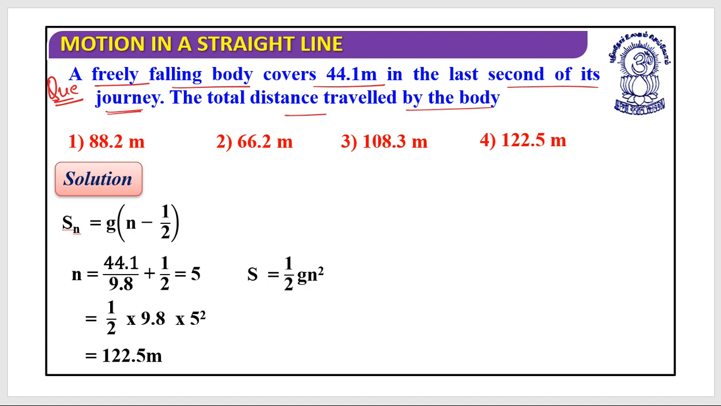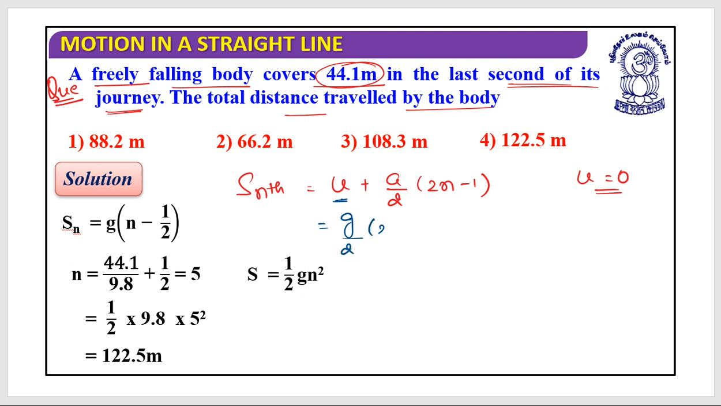What can be done? They say that it has traveled this much in the last second of its journey. So if I write the relation for the nth second, it is u plus a by 2 into bracket 2n minus 1. If I put u equals 0, then S nth equals g by 2 into bracket 2n minus 1. As said, it is in the last second, so it is the distance traveled in 1 second of that time.